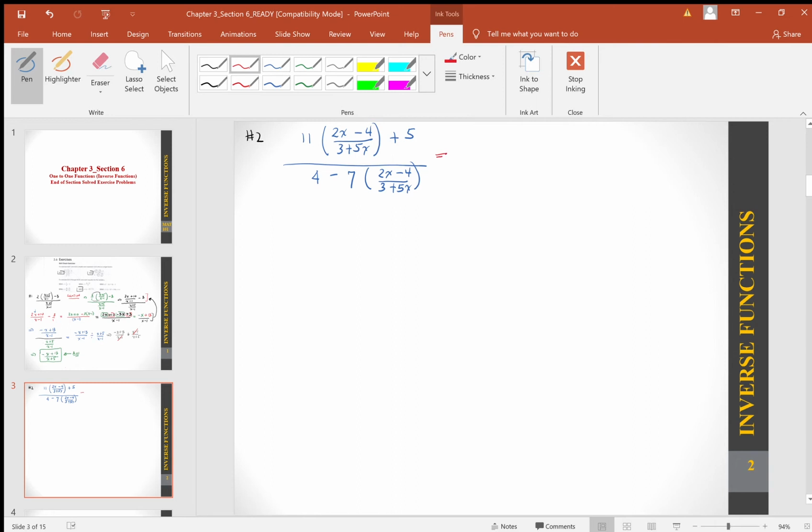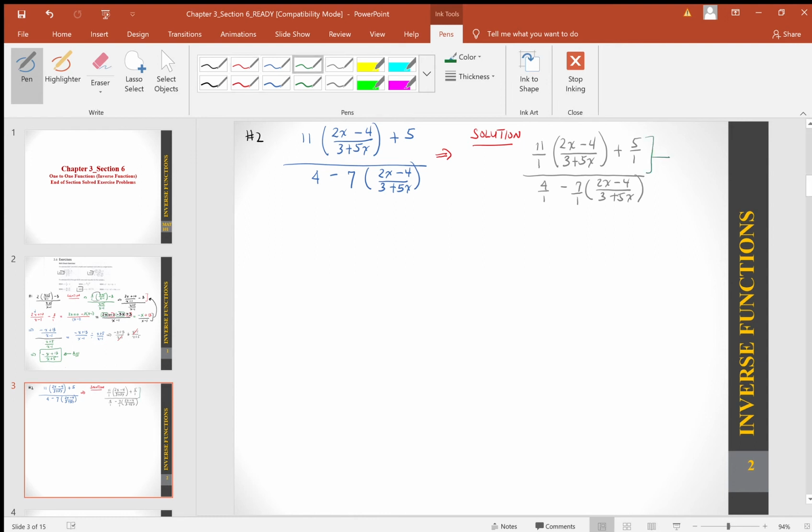So as far as the solution is concerned, all I'm going to do is rewrite it again: 11 over 1 into (2x minus 4) over (3 plus 5x), plus 5 over 1, all divided by 4 over 1 minus 7 over 1 into (2x minus 4) over (3 plus 5x). Okay, and then I can take it a step further, where I'm just going to work with this numerator for now.